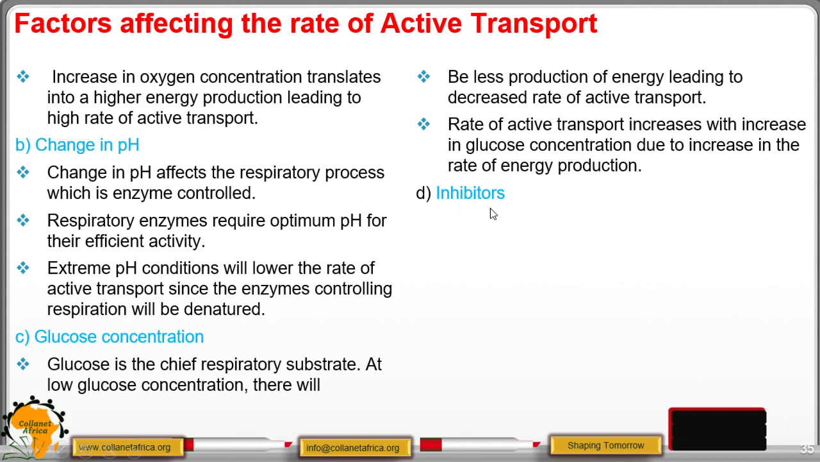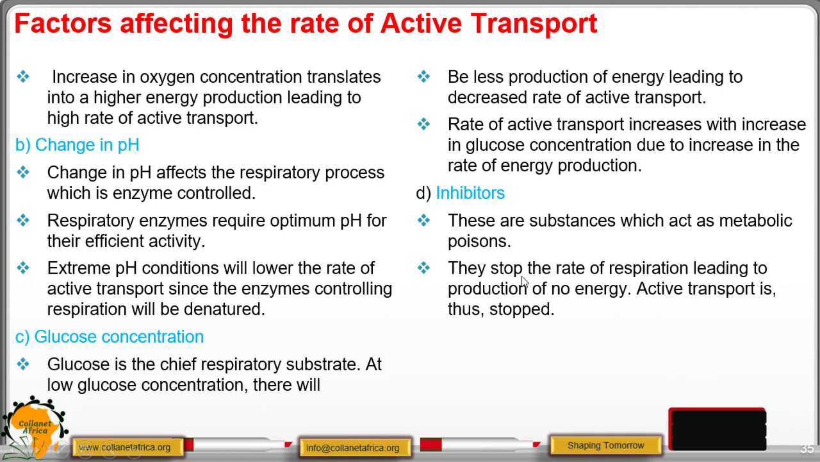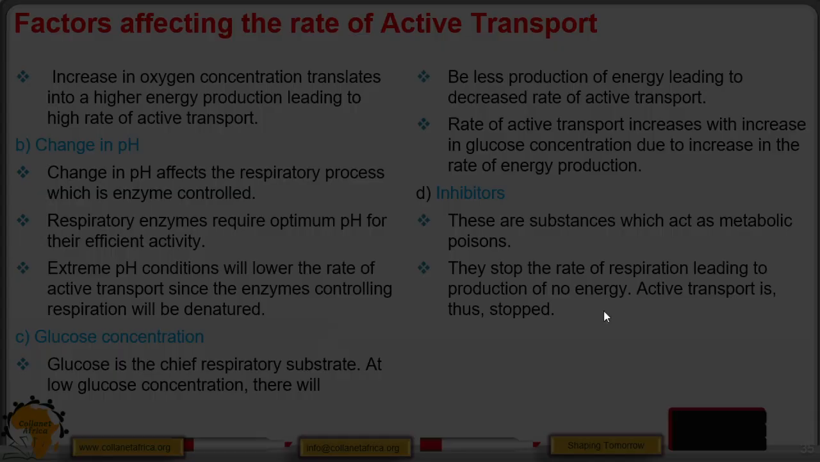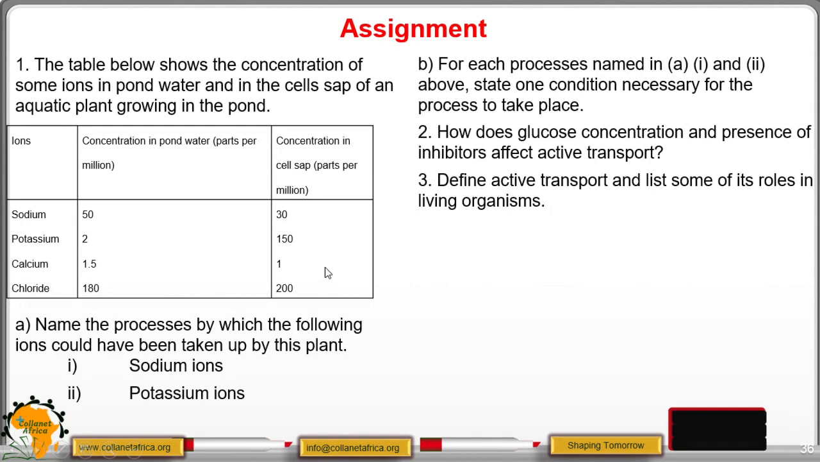The other factor is inhibitors. And inhibitors are substances which act as metabolic poisons. They stop the rate of respiration, leading to production of no or very little energy. That means if there is no energy, active transport has stopped. That is the end of that lesson.